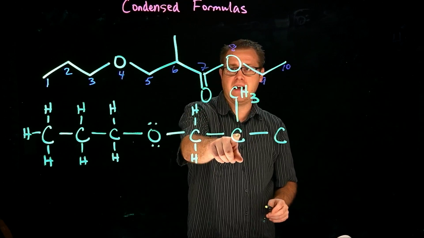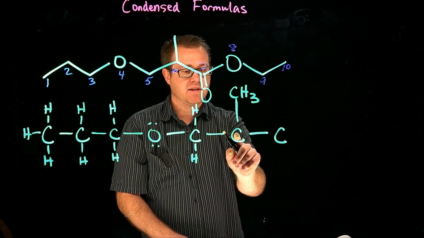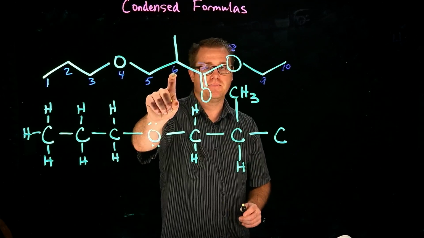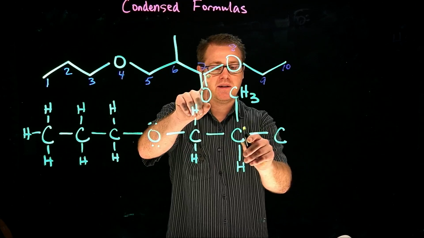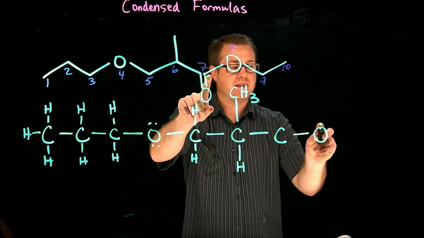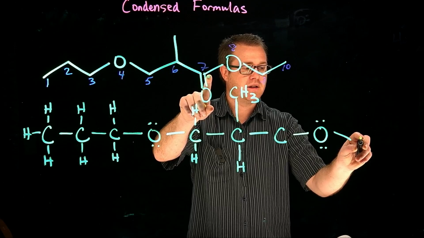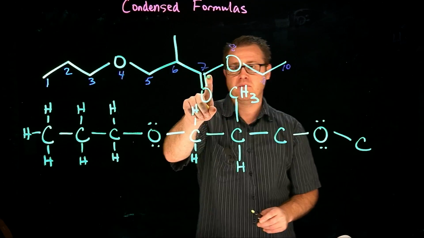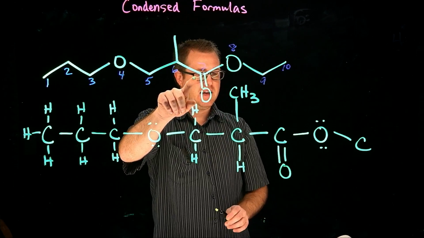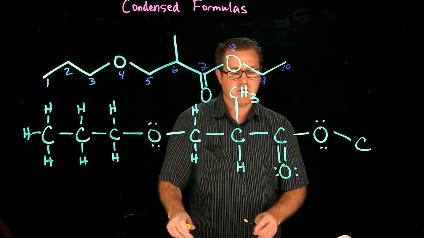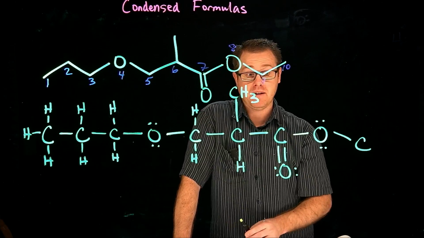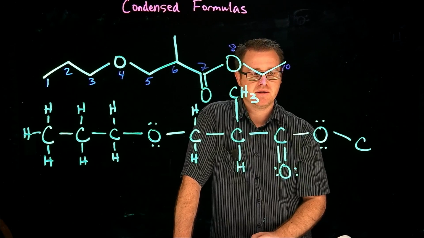Can represent it like that. So that carbon 6 right there has 1, 2, 3 bonds. So that means that there's 1 hydrogen that's implied. Carbon 7 is bonded to carbon 6 and to oxygen 8. And oxygen 8 is bonded to carbon 9. We'll get to that in a minute. But carbon 7 is also doubly bonded to that oxygen. Now when I take a look at this carbon right here, carbon 7, I see that there's 1, 2, 3, 4 bonds. So that means there are 0 hydrogens.